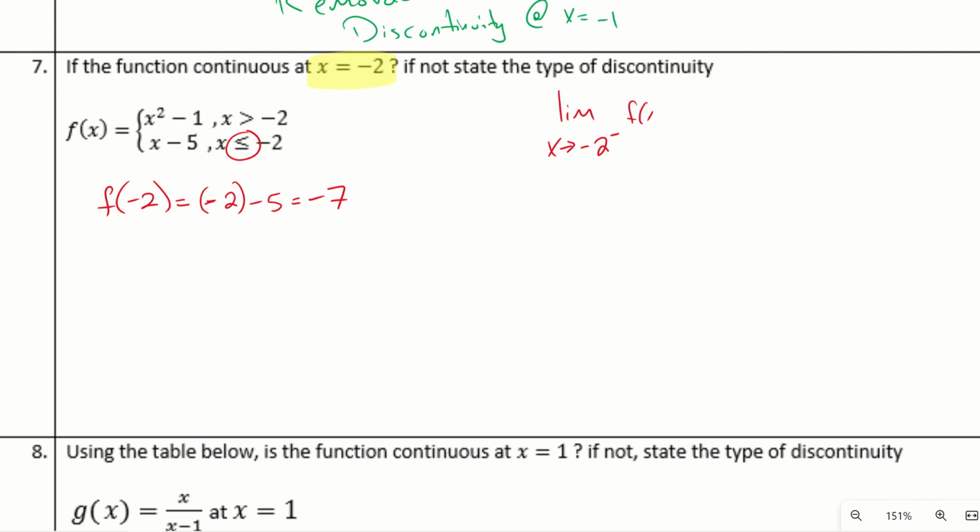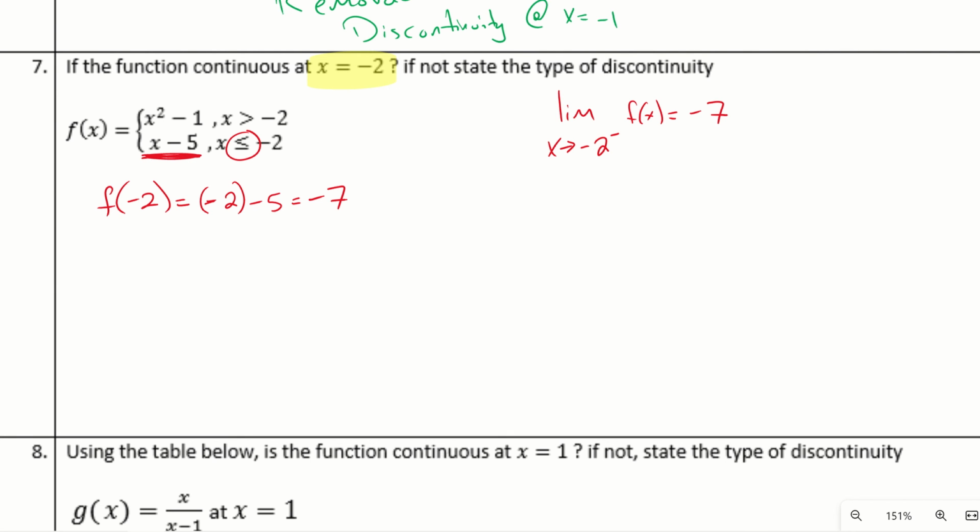So here I'm going to use f of x. And so if I'm checking the limit from the left side, that means everything that is less than -2, which means I'm going to use this expression here. And so if I plug in -2, minus 5 is -7 again. So the limit as x approaches -2 from the left side, it exists and is -7, correct?